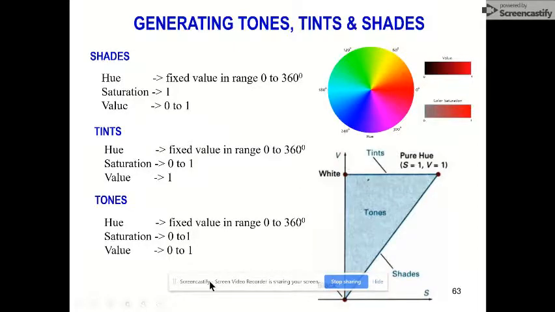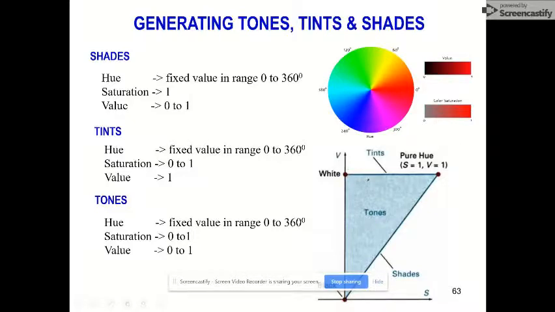So in order to get the tints, you'll do the same process by fixing the hue at a particular color which you need, and then you fix the value V at 1, so the color will be pure, it does not have any black mixed with it, and then you adjust the saturation from 0 to 1. So you'll get the different tints by this process. If you wish to get different tones of this color, you'll do the same process by fixing the hue at a particular color, and then you adjust the values of saturation and value in the range of 0 to 1 to get the different tones.